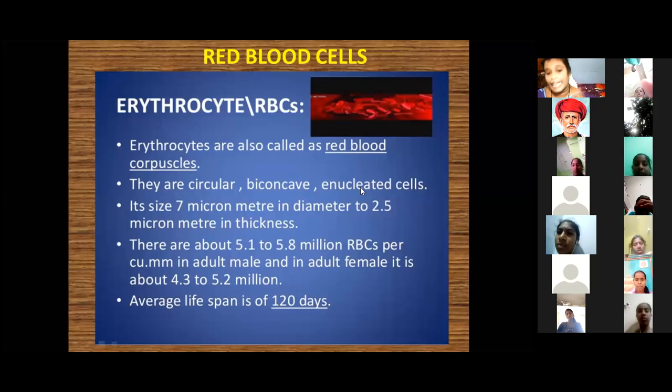In adult males and females, the count is 4.3 to 5.2 million per cubic millimeter, and the average lifespan is 120 days. These are all erythrocytes, or RBC.